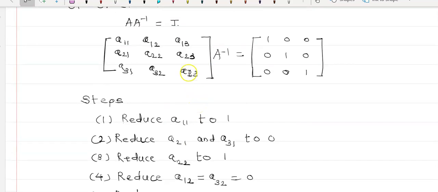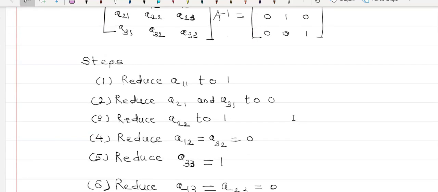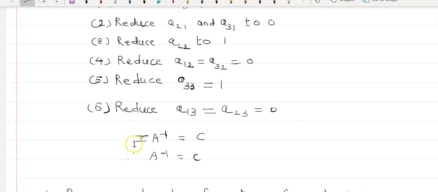When we perform the operation on the left hand side, at the same time perform the operation on the right hand side also. Then you will get the identity here, and A inverse here is another matrix. Therefore identity into A inverse equals A inverse, and that equals C, and this is the inverse of C.